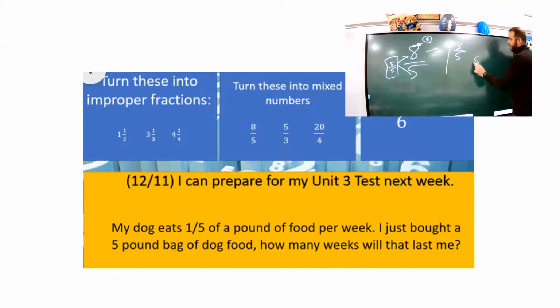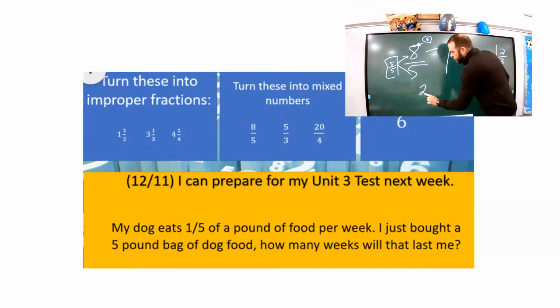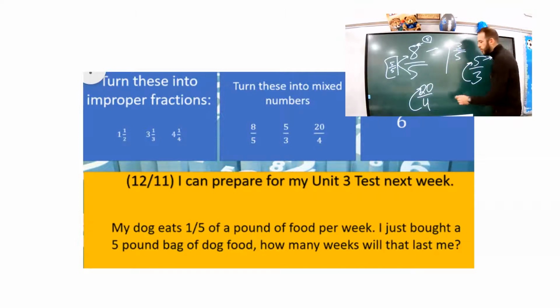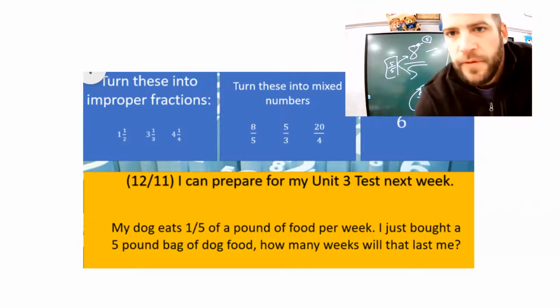What about 5/3? 5/3 is equal to 1 whole, because there's 3 in there, and then there's 2 left over, and their name is thirds. And then you have 20/4. How many 4s are in 20? 5 4s are in 20. 4, 8, 12, 16, 20. Is there any left over? No. So that answer is 5.